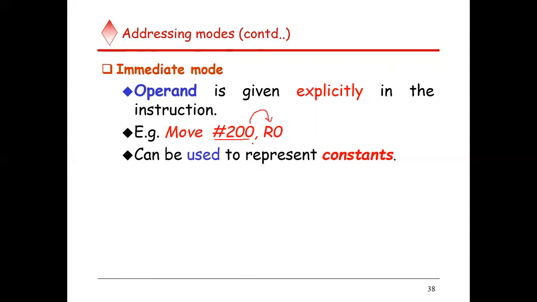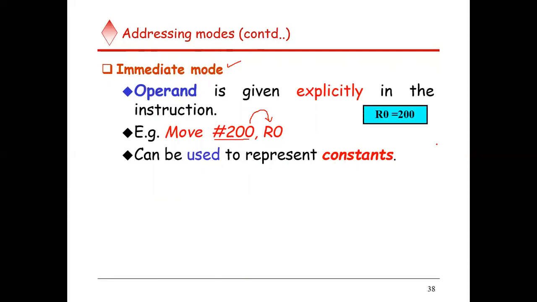We are not keeping this 200 in any register or in any memory location. We are giving the value directly. Add 2, 3: there, 2 and 3 are the data we are doing the operation on. We are explicitly mentioning 2 and 3 in the instruction. That is, the data is immediately available for processing, so it is called immediate addressing mode. This is mainly used to represent constants. We'll move on to the next.